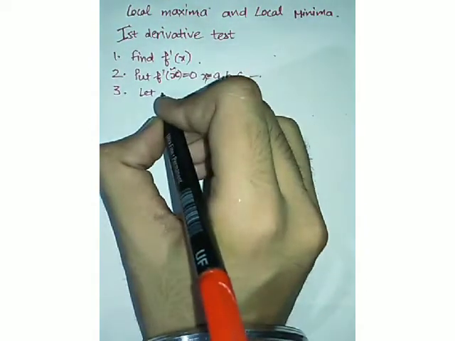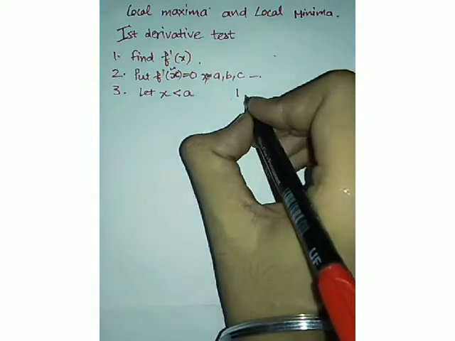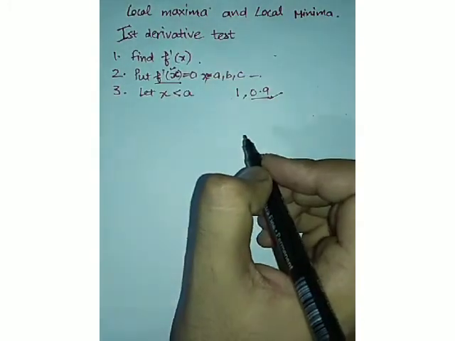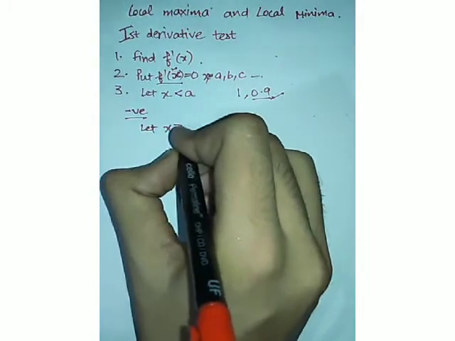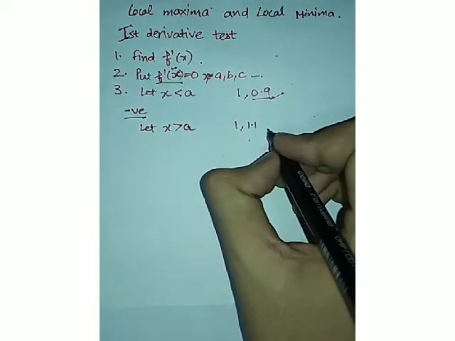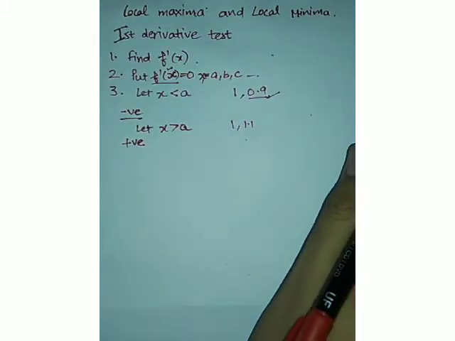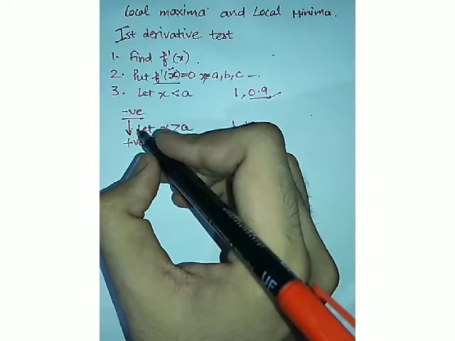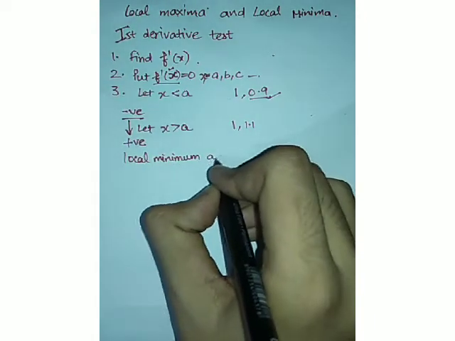For example, let x be slightly less than a. For example, if a is 1, then slightly less than 1 will be 0.9. Consider the value 0.9 and substitute it in f dash x. If your answer comes out negative, note that down, and then take a value of x slightly greater than a, for example 1.1. If the sign of f dash x comes out positive, you can see the sign has changed from negative to positive. If at any point the sign changes from negative to positive, then f has a local minimum value at a.